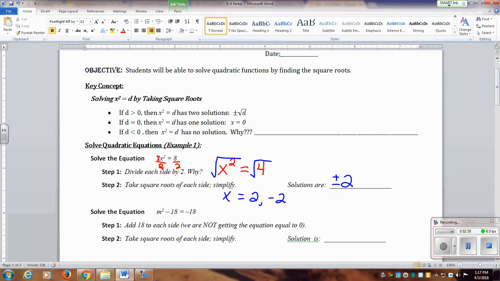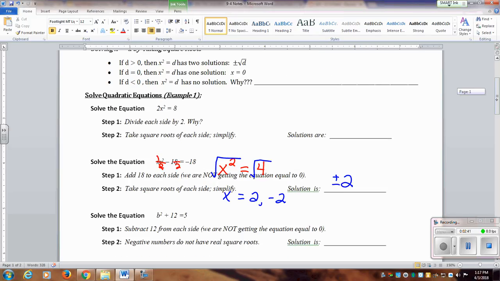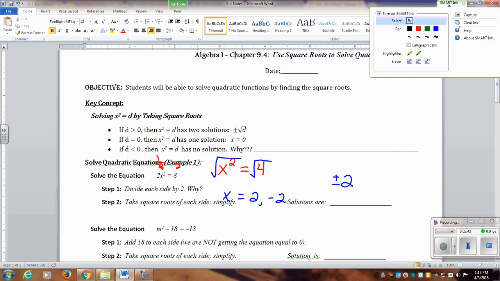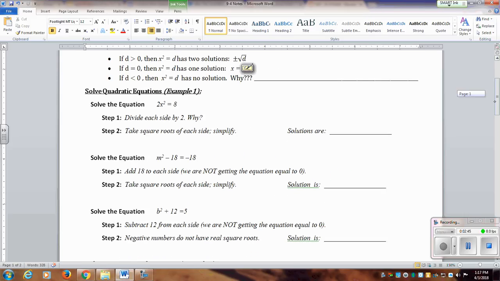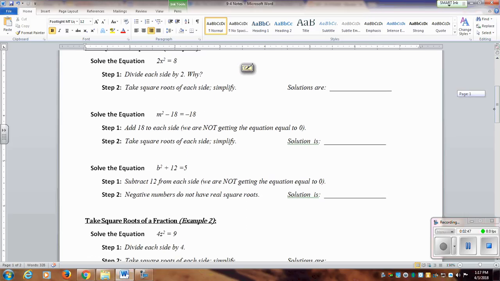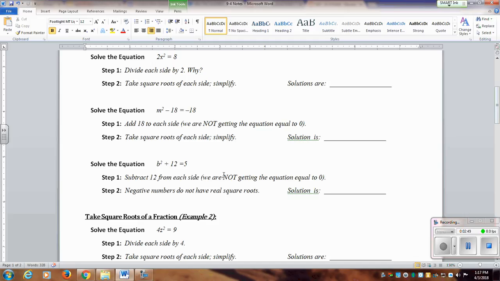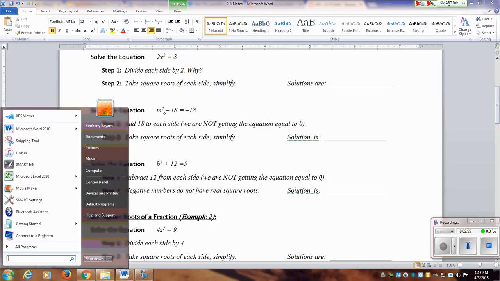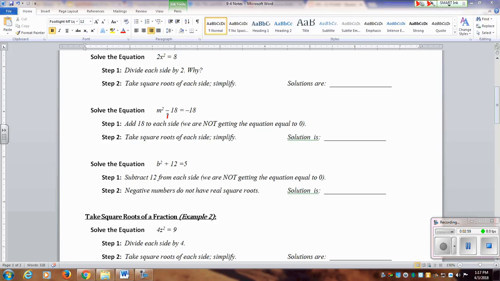So moving on, let's do the next example. Solve this equation. What will we have to do first for this equation? We have to get m squared by itself, so we need to add 18 to both sides.